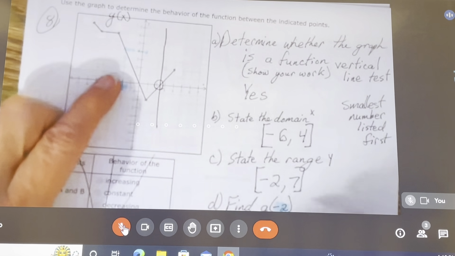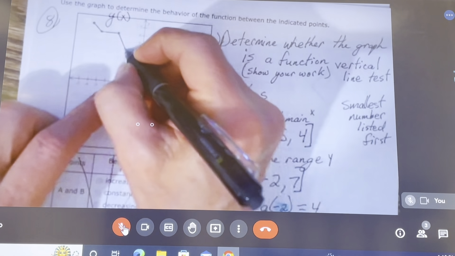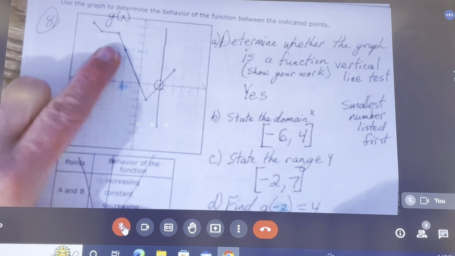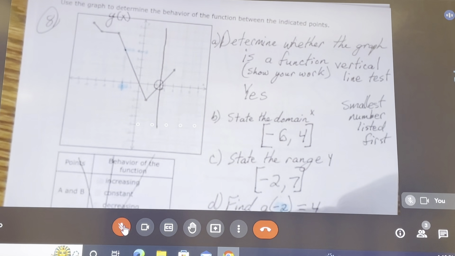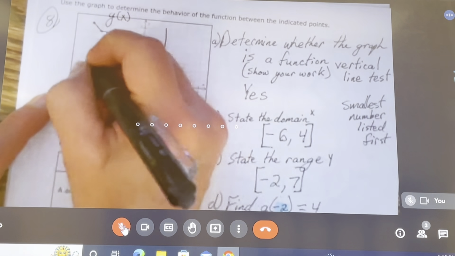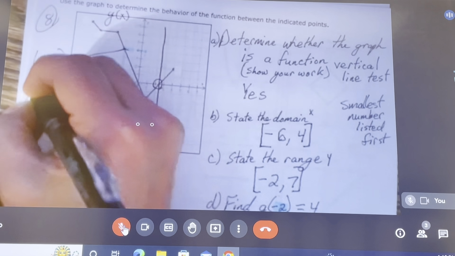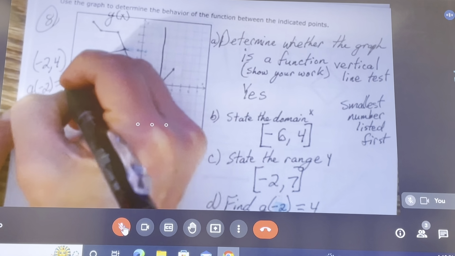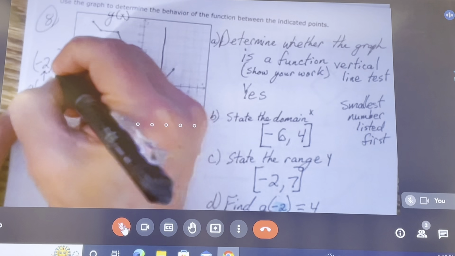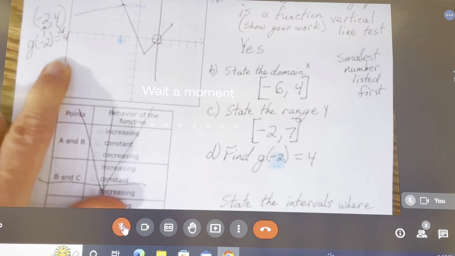Basically, what I'm saying is the point -2, 4 is the point on the graph that I would get. So when I put -2 in, the point on the graph I would go to is 4. You don't have to label this, but I just want you to understand. g of -2 equals 4 because when I use -2, I get 4 for my answer. Okay, so g of -2 is a 4.